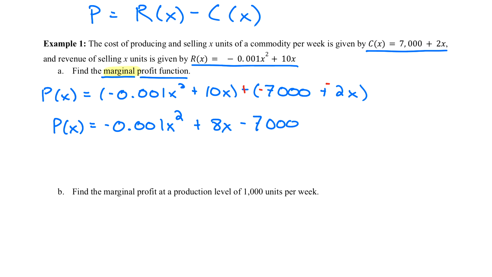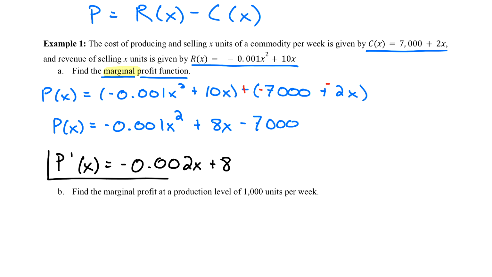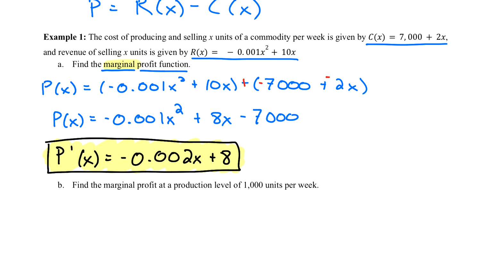So marginal, remember, that's just going to be a fancy word for find the derivative of, in this case, your profit function. So I'm looking for P prime of X. Well, here I can just go ahead and use my power rule. P prime of X, that is going to be negative 0.002X plus 8. Derivative of negative 7,000 is, of course, 0. That's a constant. So here is my marginal profit function, P prime of X. So very cool. We've got this P prime of X, but I think what's even cooler is what we can do with it once we have it and kind of what sorts of information it tells us.